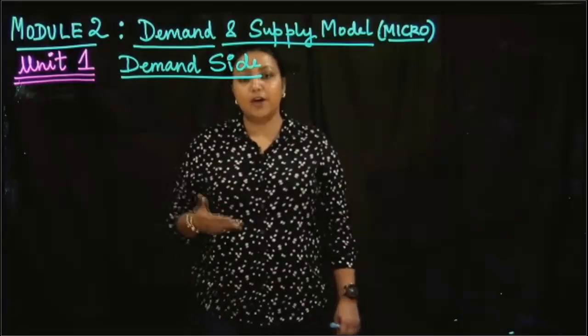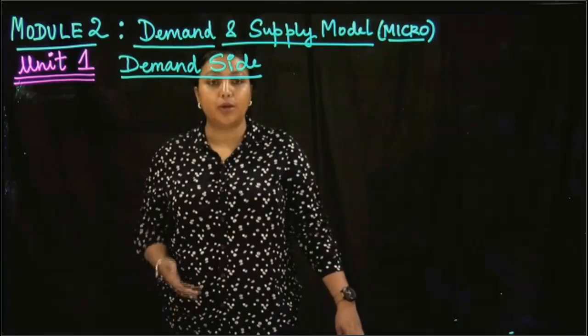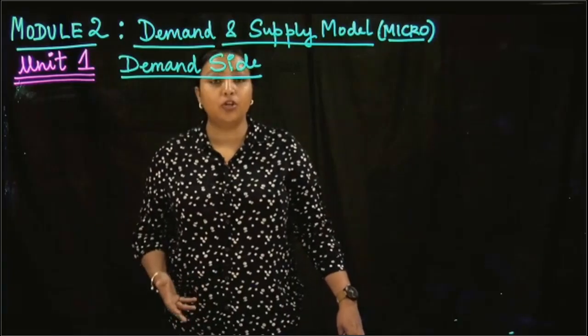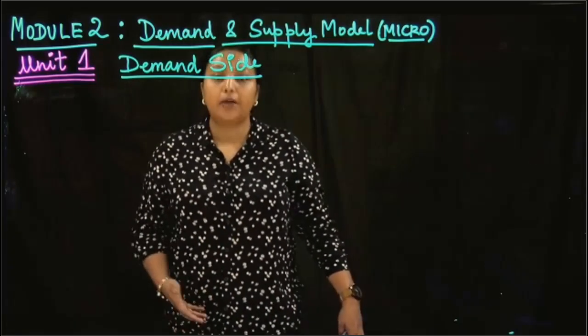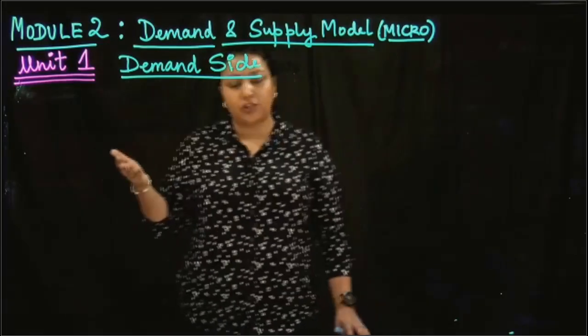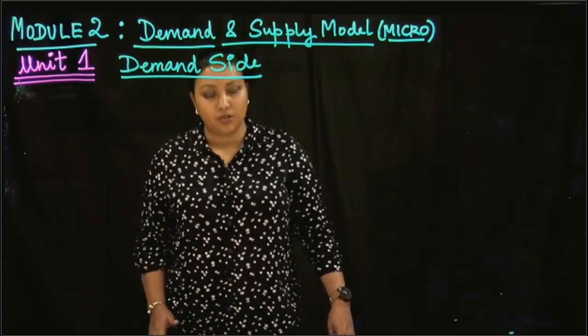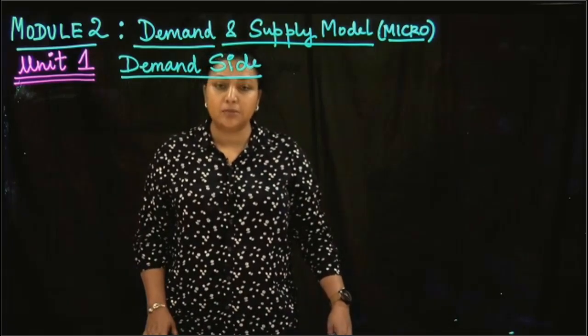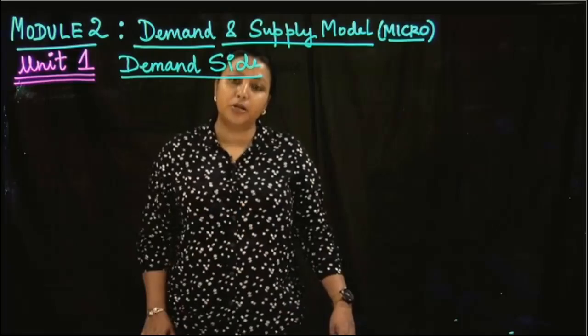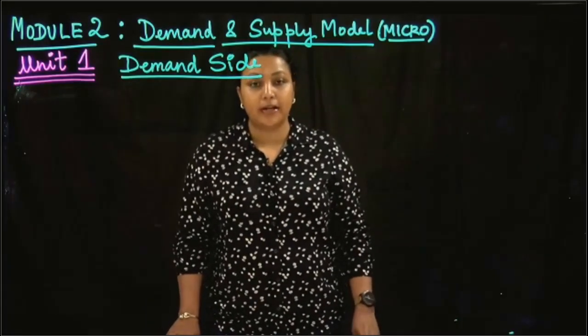Now we have so far seen how we get a movement along the demand curve whenever there is a change in the own price of the commodity. And we said that if own price goes up, there is a movement in the upward direction along the demand curve so that quantity demanded goes down. And if there is a decrease in price, then there is a downward movement along the same demand curve so that the quantity demanded increases.